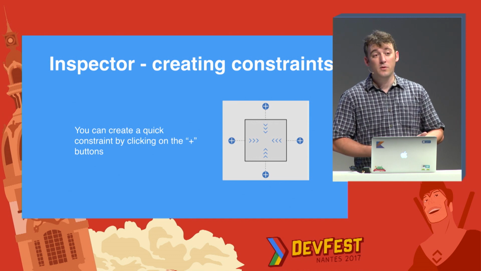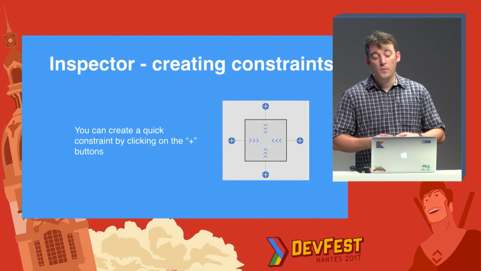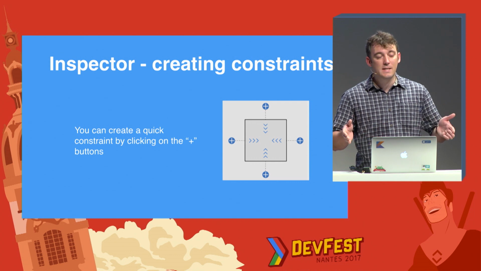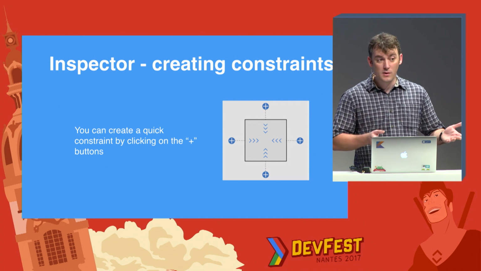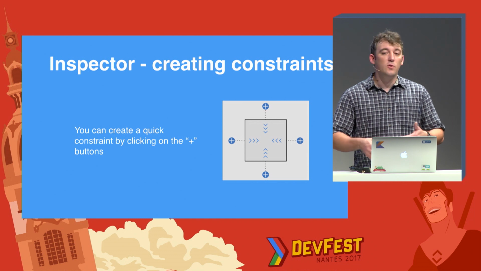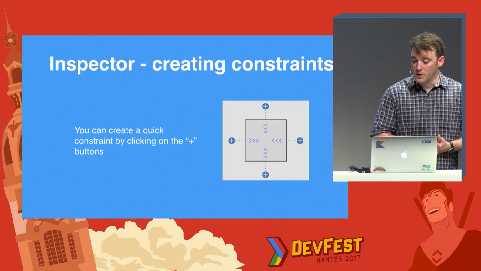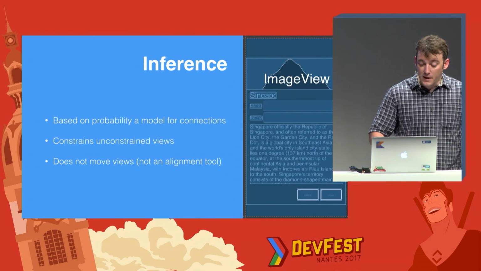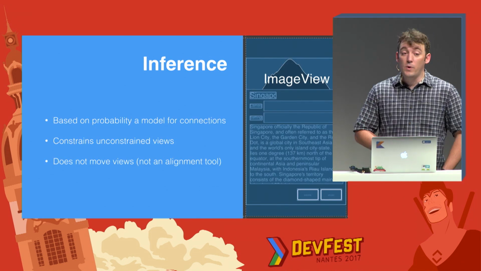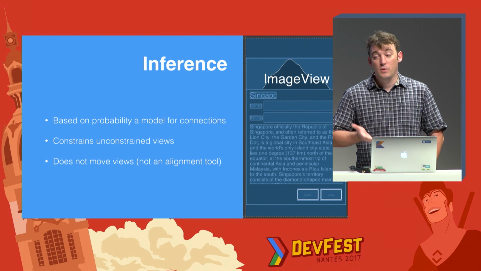By default, the margin of that constraint will be set to the distance between your current widget and whatever you hit. But because in the inspector you can easily change that margin to whatever other value you want, it's pretty convenient.